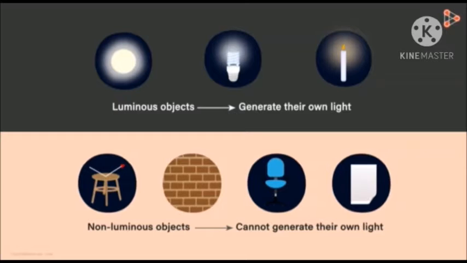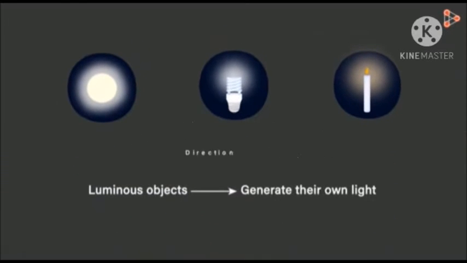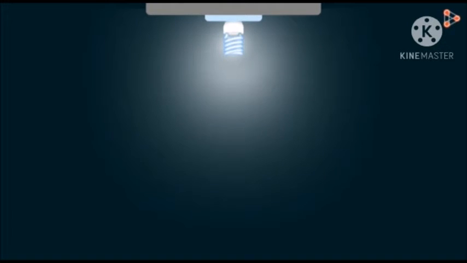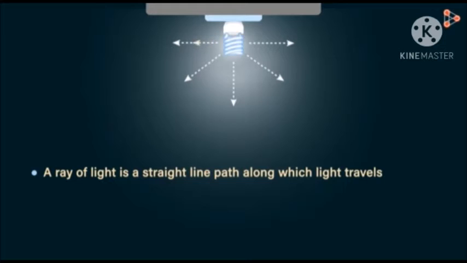So, the question arises, in which direction do these objects emit light? They emit light in all directions. Let us consider an object, for example a fluorescent bulb, which is glowing. It is emitting light in all directions. Let us denote these directions by straight lines and arrows pointing in all directions. All these arrows represent various paths where light is traveling. These arrows are called rays of light. So we can say a ray of light is a straight line path along which light travels.